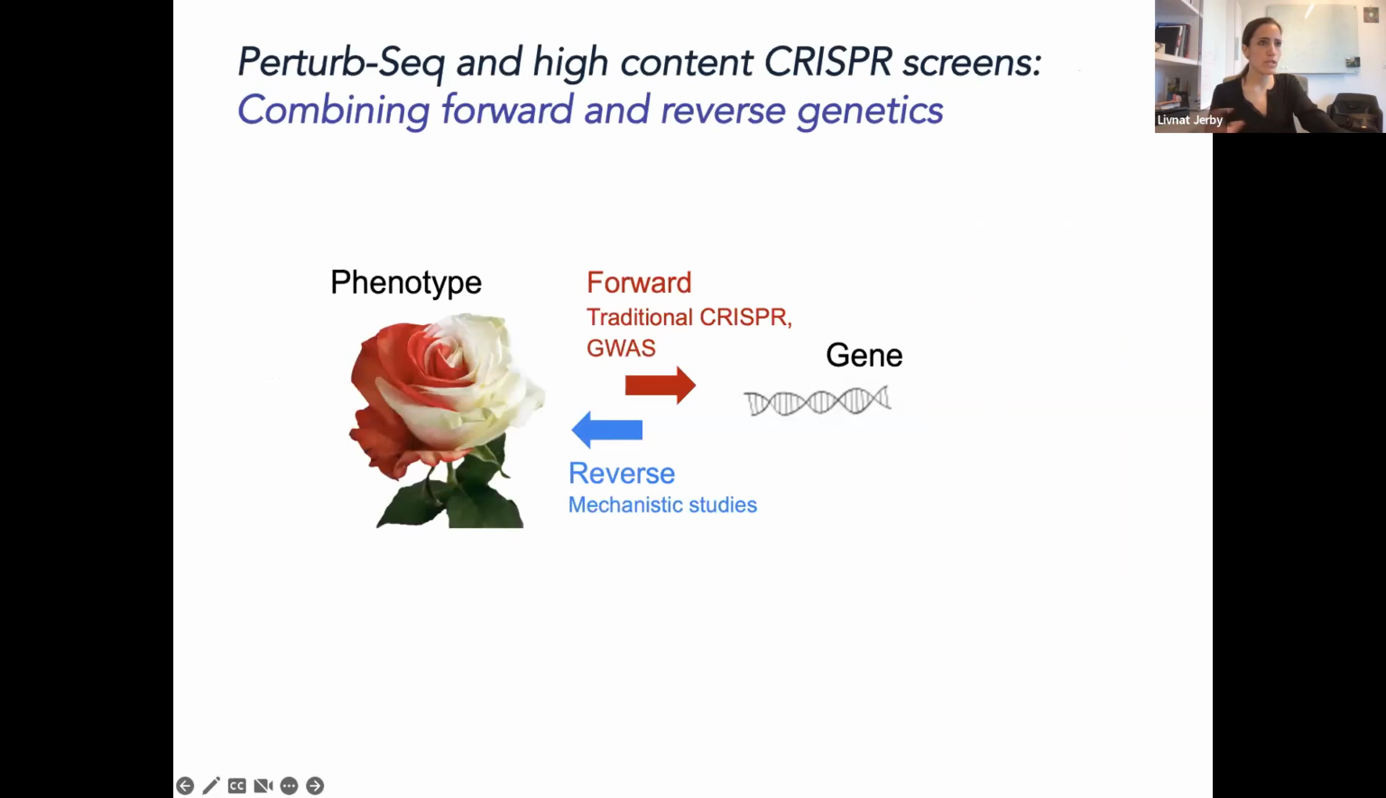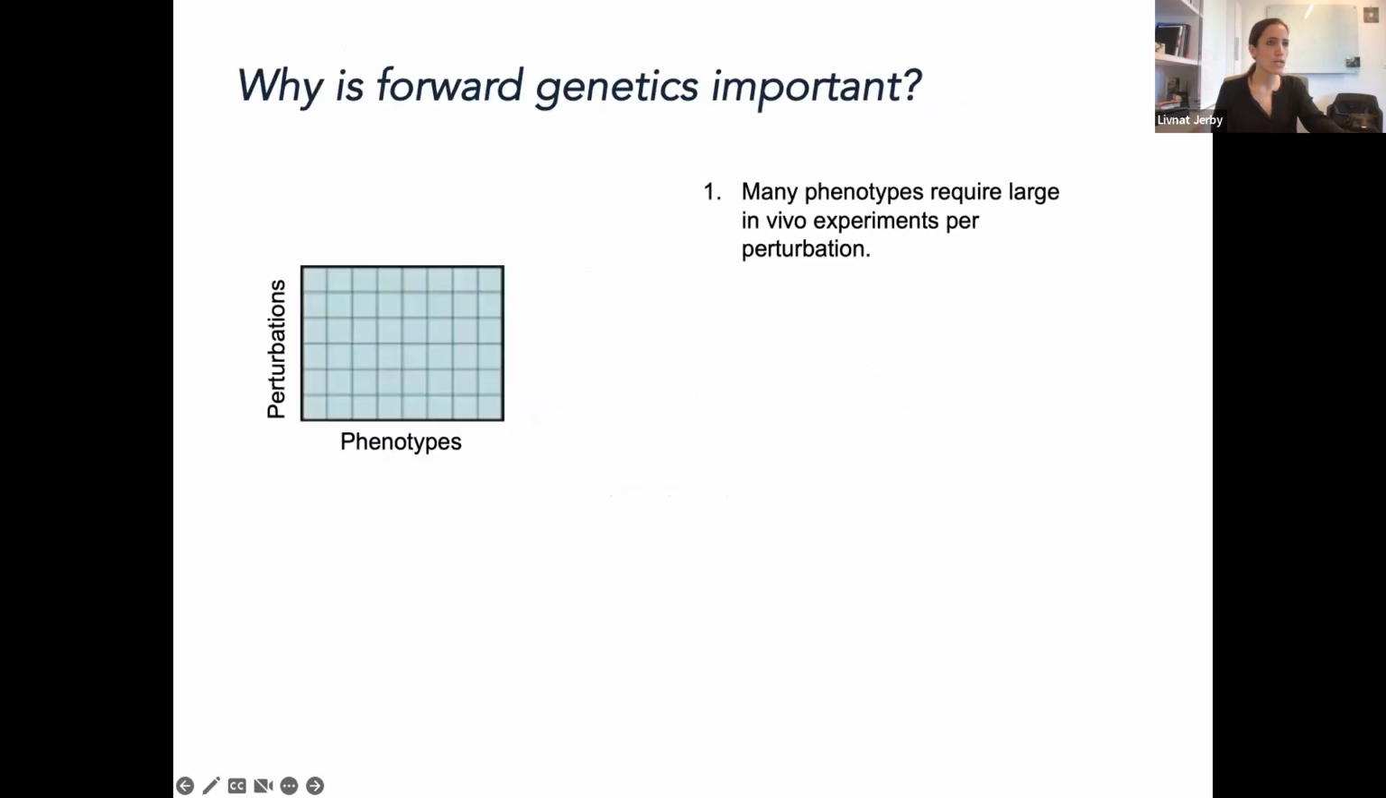And the reason that I love this approach of high content CRISPR screens in general is because they allow us to combine forward and reverse genetics. So forward genetics is a situation where you have a particular phenotype of interest and you want to identify the specific genes that give rise to this phenotype. And that's usually done with traditional CRISPR or GWAS. And reverse genetics is a situation where you have a particular gene and you want to understand its function. And so you do, for example, mechanistic studies, and you can study something more fundamental about the way that things work, and also in terms of combinations.